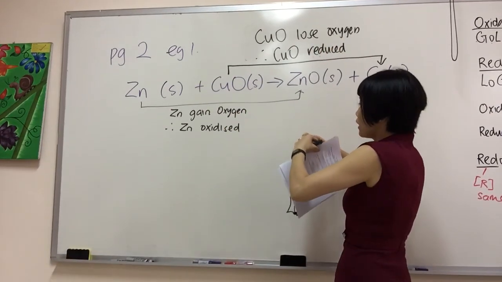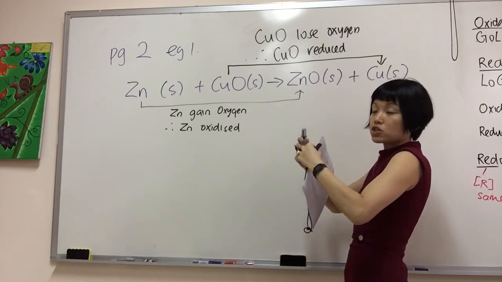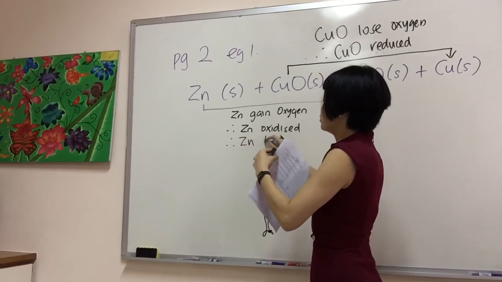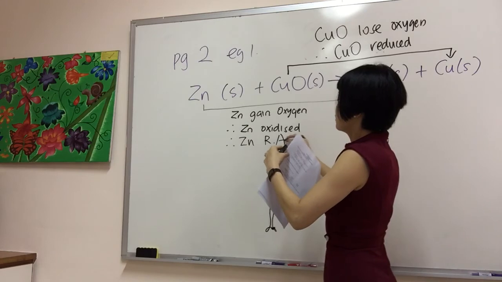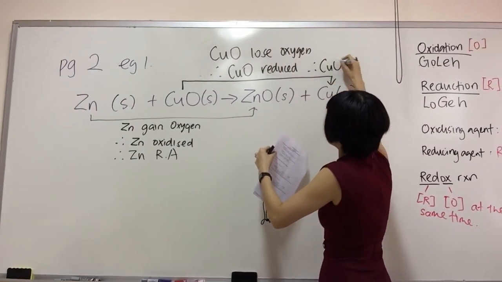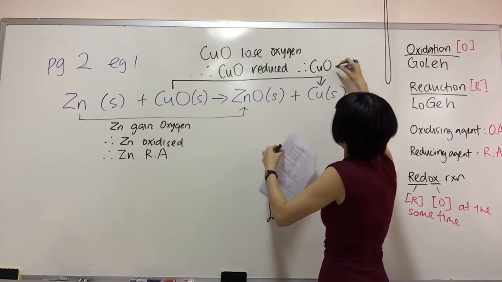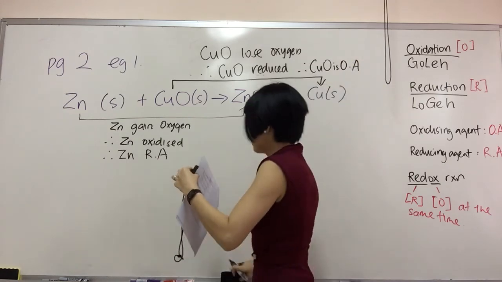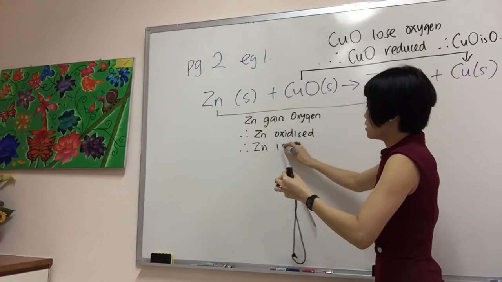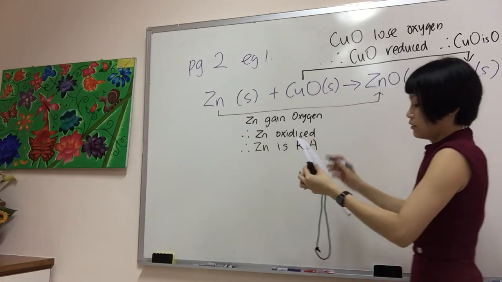With that, if zinc is oxidized, what agent will it be? Therefore zinc is the reducing agent. And because copper oxide is reduced, therefore copper oxide is the oxidizing agent. That is what you see in the blanks that you filled in.